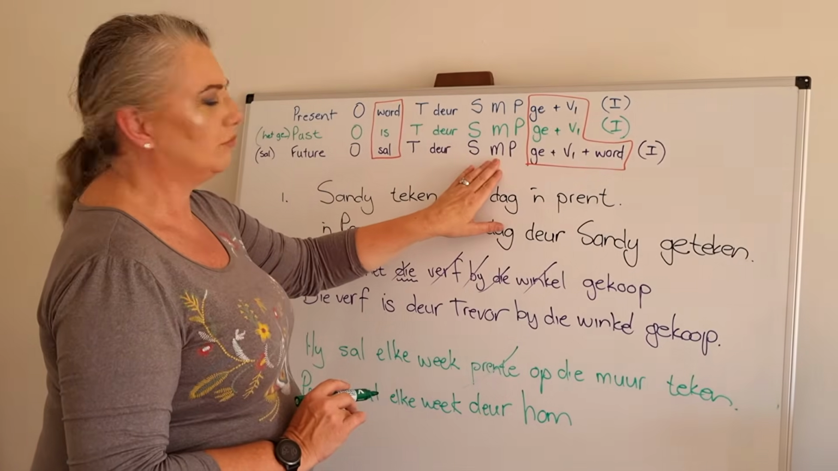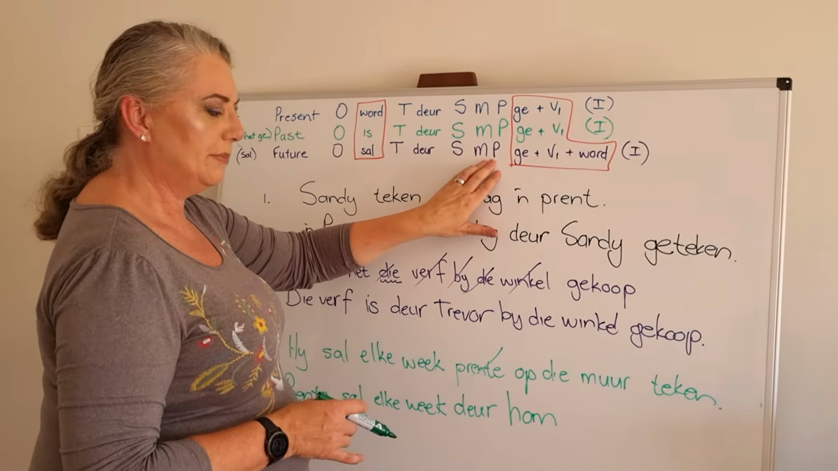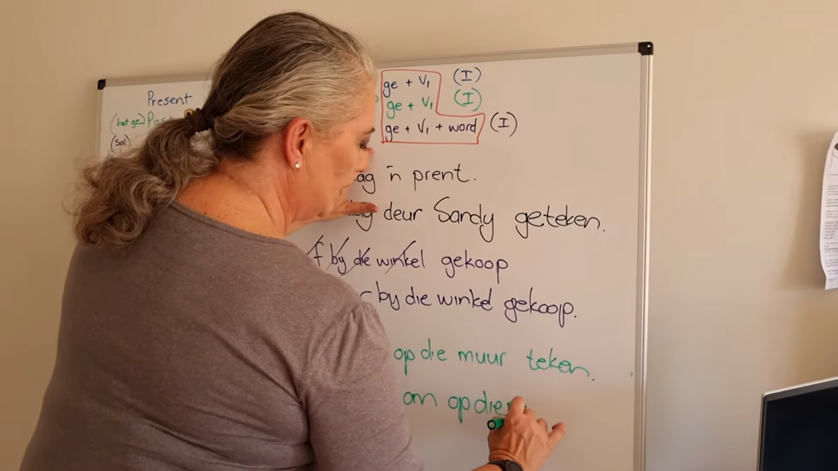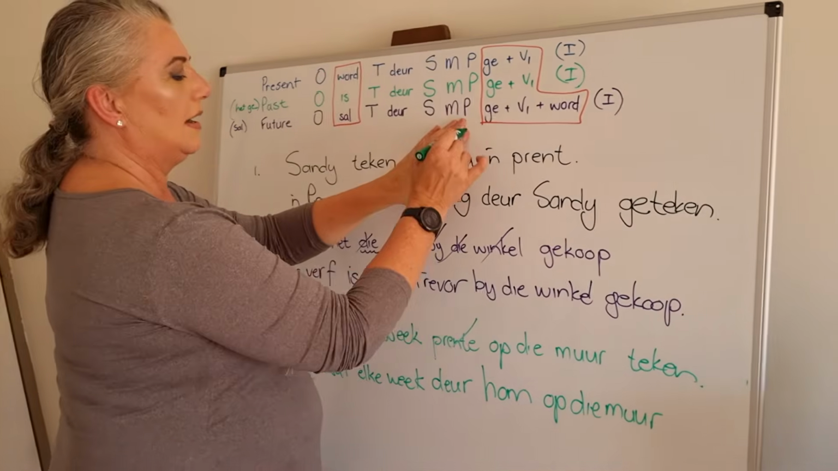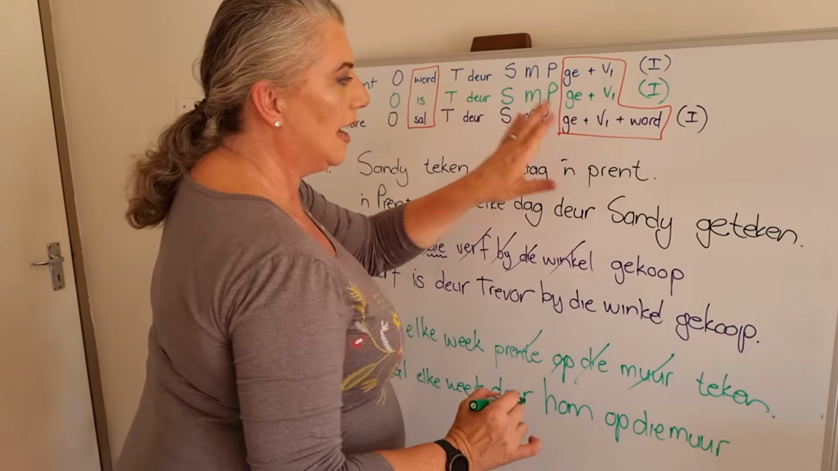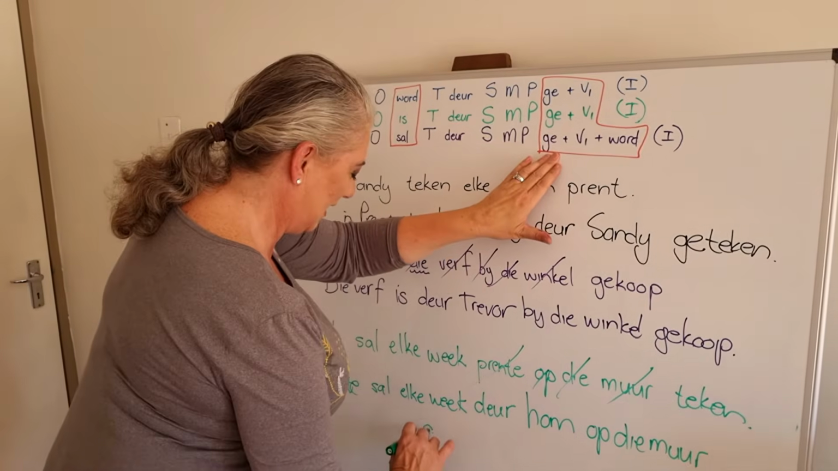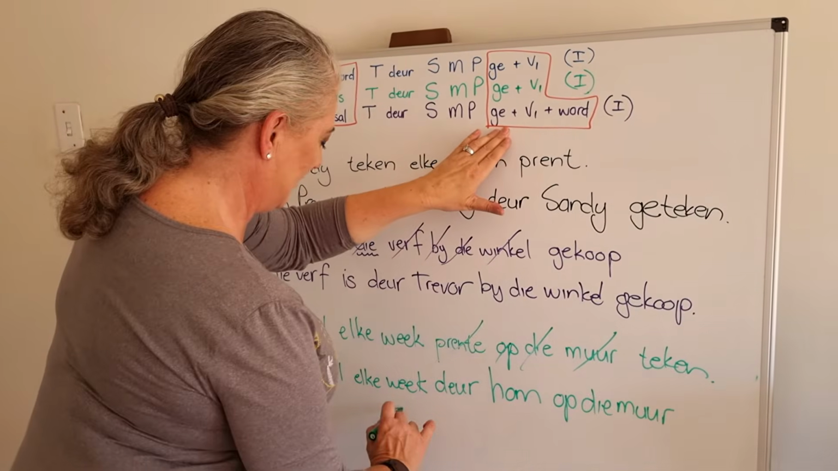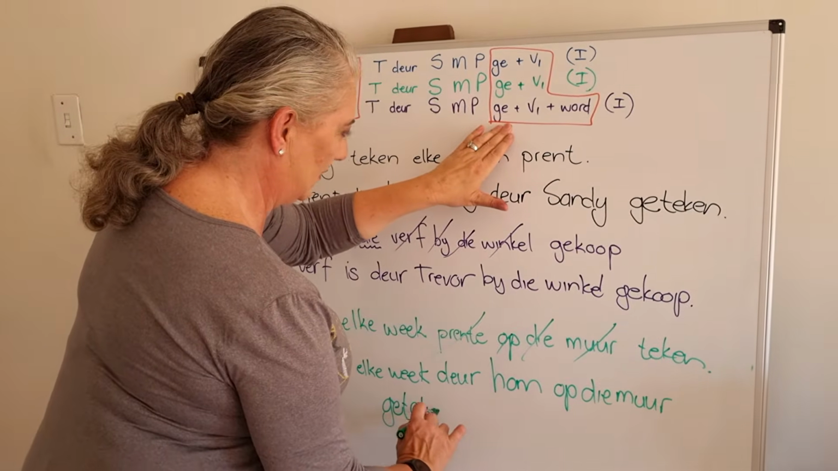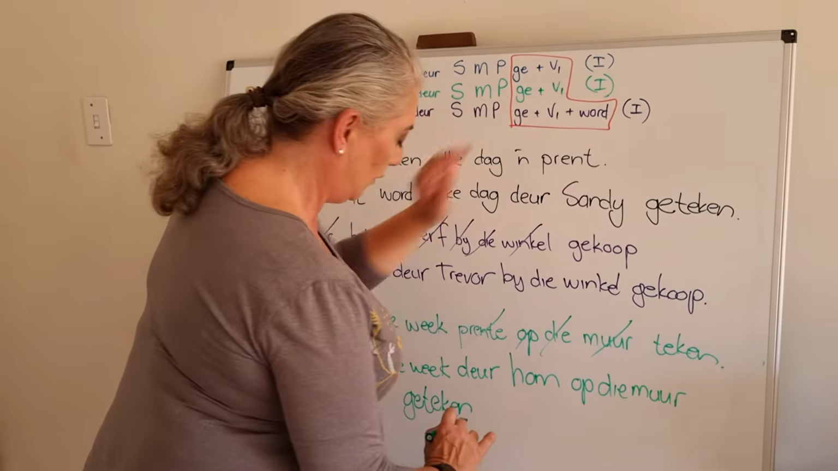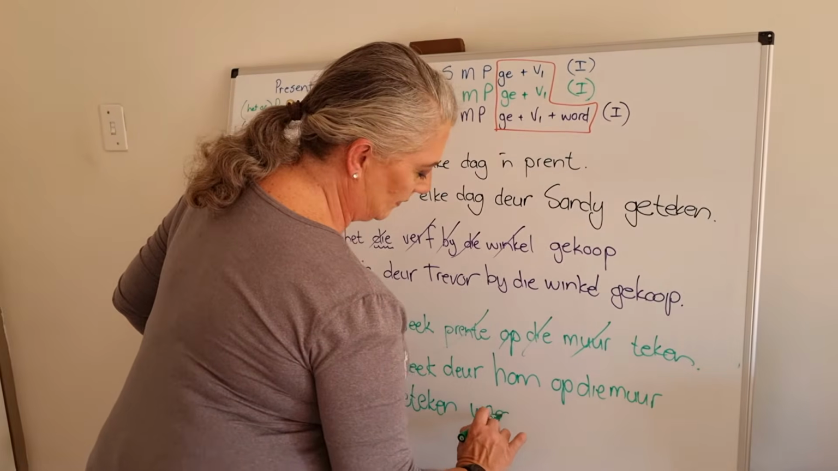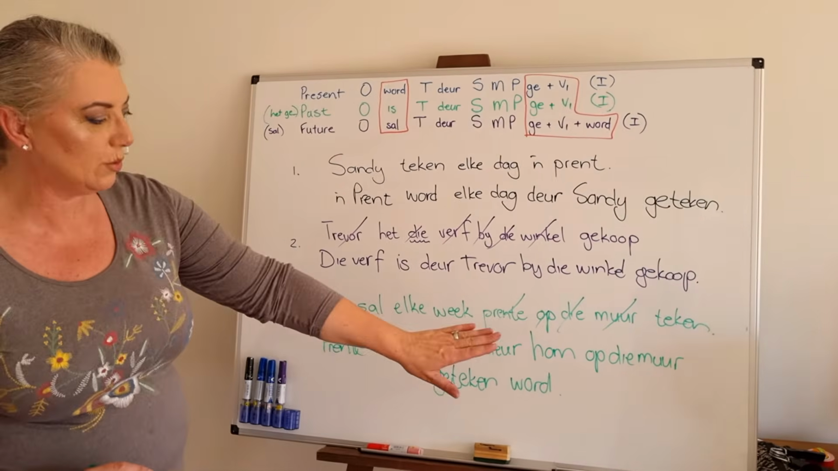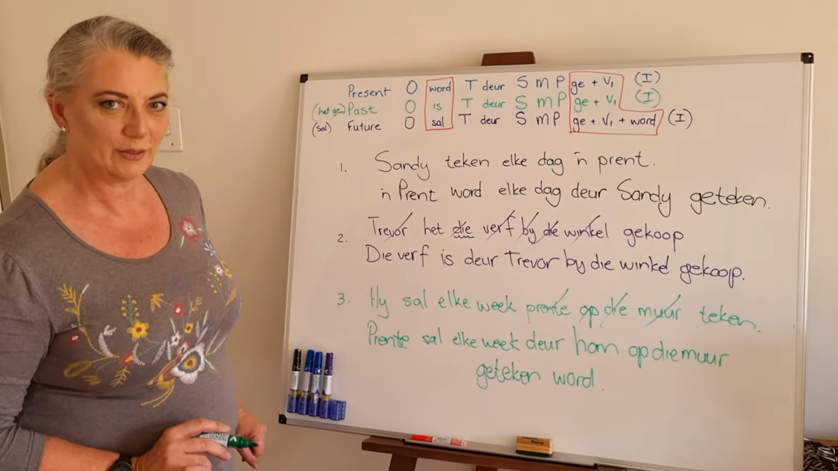Is there a manner? No. Leave it out. Place. Op die muur. Op die muur. Ge. Can you see ge? What word is left? Teken. Teken. And we have to add word. There's your future tense. Prente sal elke week deur hom op die muur geteken word.